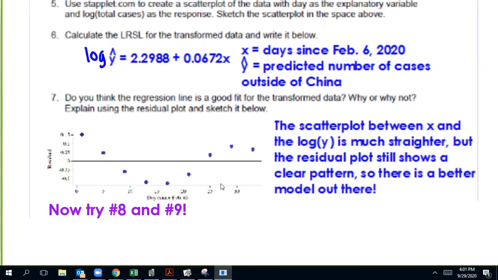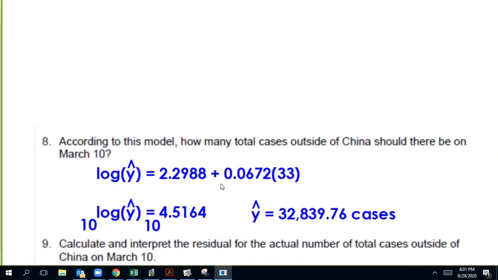If you need help, just unpause the video and I'll talk about number 8 specifically. Okay, on number 8, we're asking you to solve for March 10th. On March 10th, I just went back to my original. That was day 33, and that's where x equals 33 came from. If you added the log back in like you were supposed to, then what you end up with is log of y equals 4.5164. To get rid of a log, you have to raise 10 to both sides. And so 10 to the 4.5164 is equal to 32,839.76 cases.